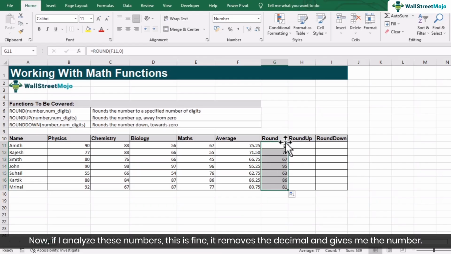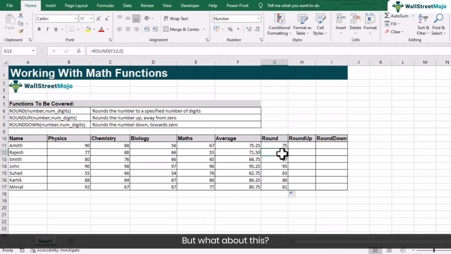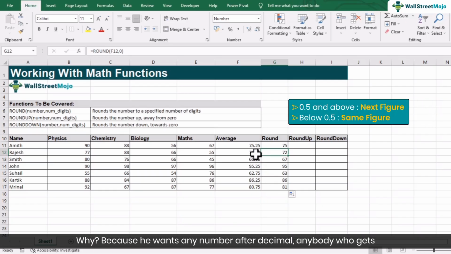Now if I analyze these numbers, this is fine. It removes the decimal and gives me the number. But what about this? This is not giving me the whole number. It has actually added 0.5 and made it 72. Now, is this what the professor wanted? The answer is yes. Why? Because he wants anybody who gets 0.5 and more after the decimal to move to the next highest number, which is 72. And anybody who gets less than 0.5 after the decimal should remain at 75 and should not move to the next highest number. Only the decimal should be removed. In that case, round is a perfect example.